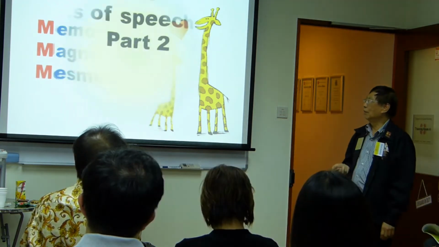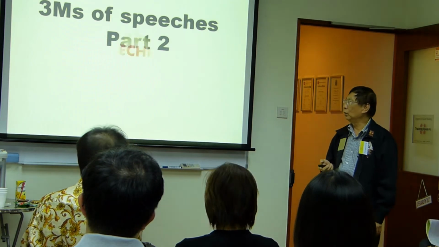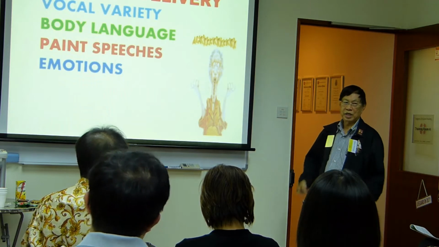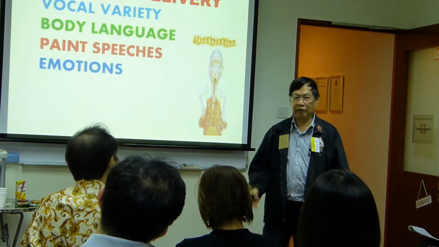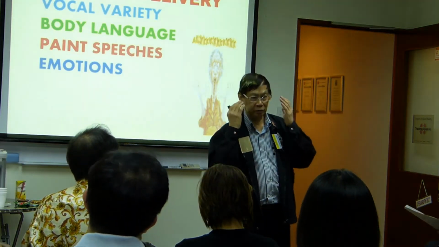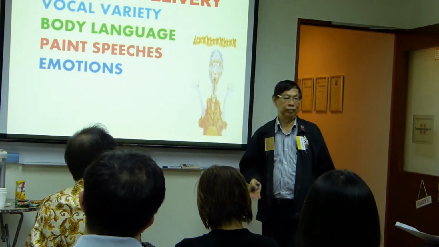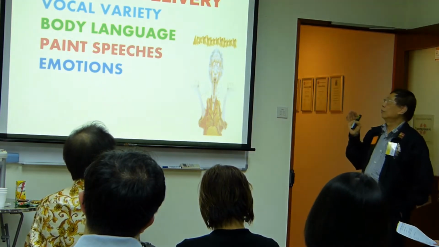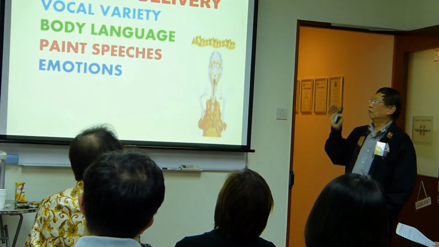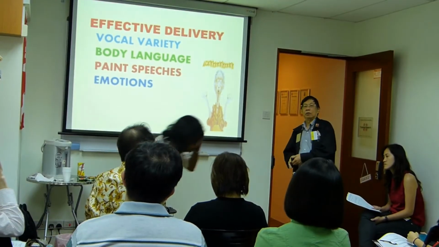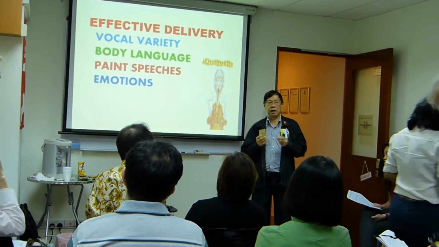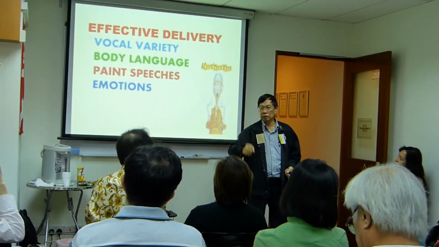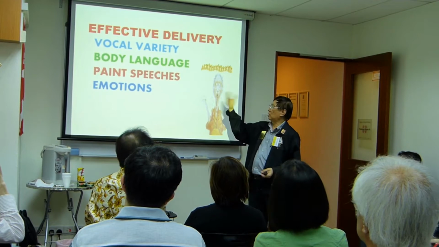Now today we're going to talk about part 2, which is effective delivery. When you are standing here, if your delivery is not effective, people will not link to you. You can't engage them. So there are different ways to do an effective delivery. First is the vocal variety. Most people, in my observation, are weak in vocal variety. Vocal variety is something that catches people's attention. You're going to have highs and lows, which I will explain to you.